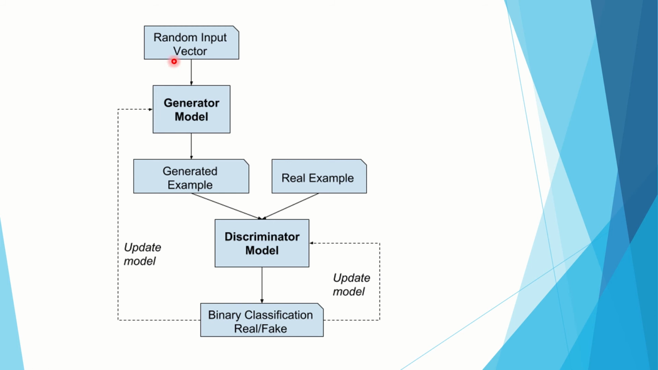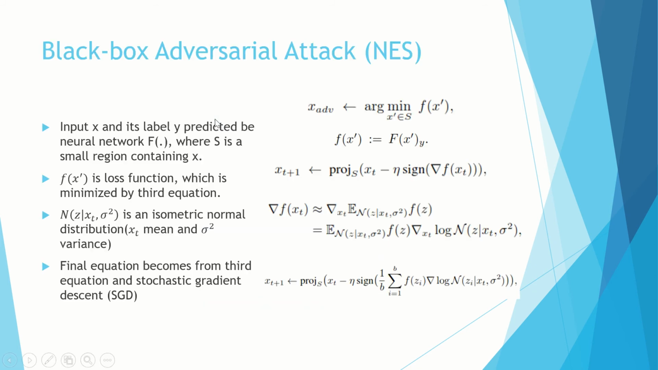You can see the process of creating a new example. The generator network creates a new example, and the discriminator compares these two examples and sends the feedback to the generator network.